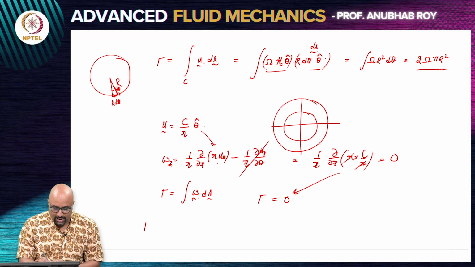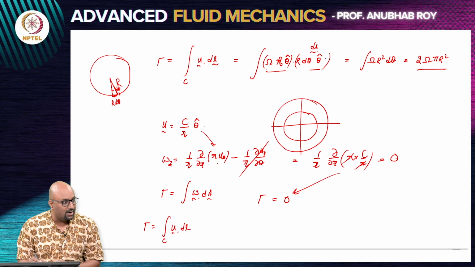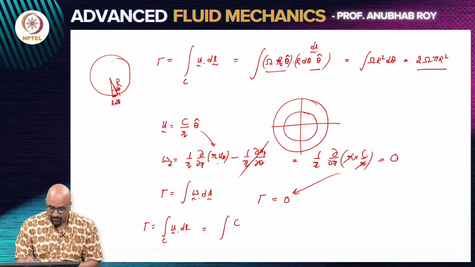What about using the other definition of circulation? We do the same trick, that it is at a radius of capital R. So, if I plug it in, I have c by r theta cap dotted with dl. Here, this dl is going to be capital R d theta, theta cap.